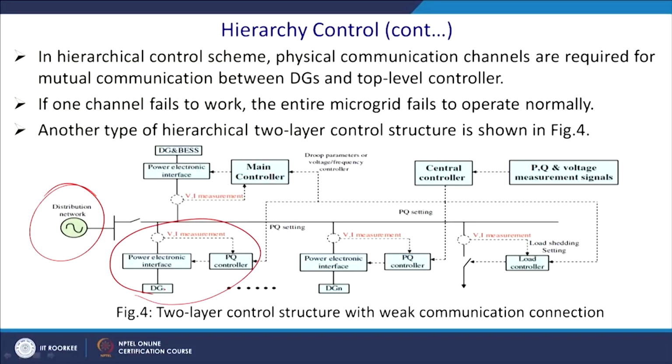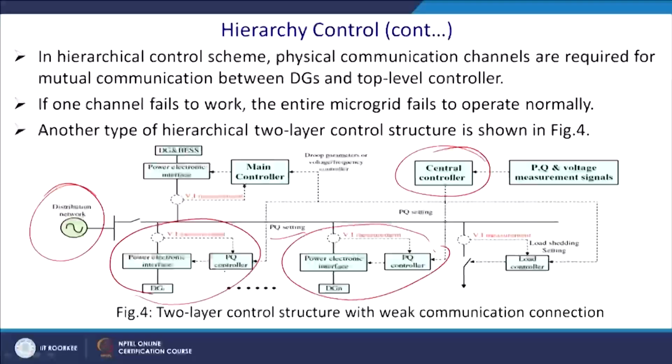In the same way, you have another central controller that will give you the measurement of the PQ and the voltage measurement, and that will set the control for another set in a PQ setting, and another microgrid that may consist of the loads and so on. So, it will go for the load shedding scheme. So, it has a different kind of hierarchy.